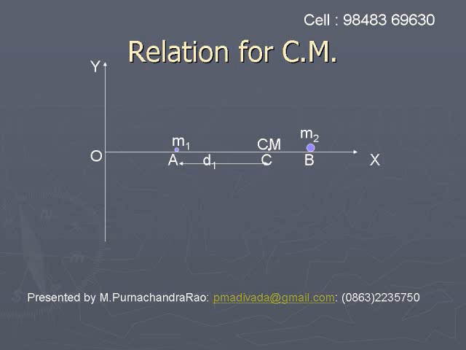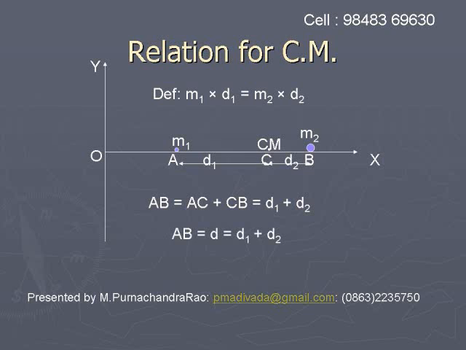Relation for center of mass. If we consider the distance AC to be d1 and the distance CB to be d2, then by definition m1 into d1 is equal to m2 into d2. We know that AB, the distance between the two particles, is AC plus CB, so if AB is equal to small d, then d is equal to d1 plus d2.